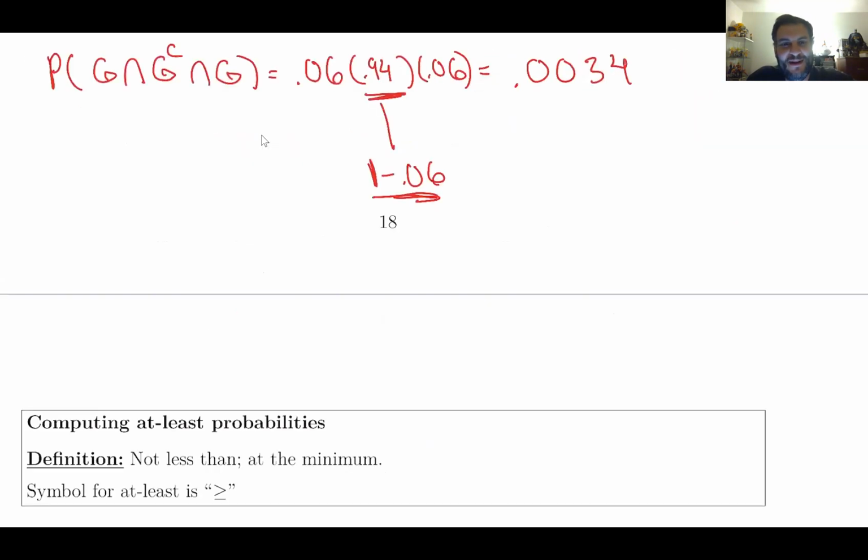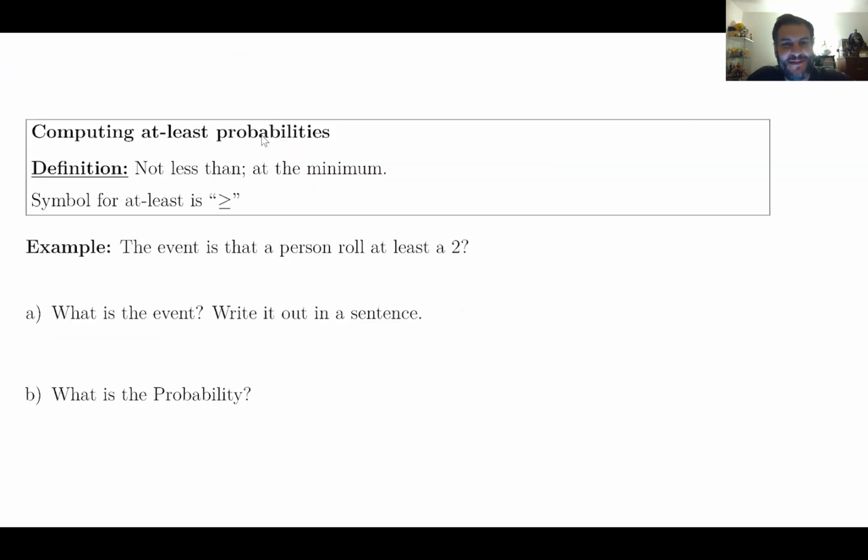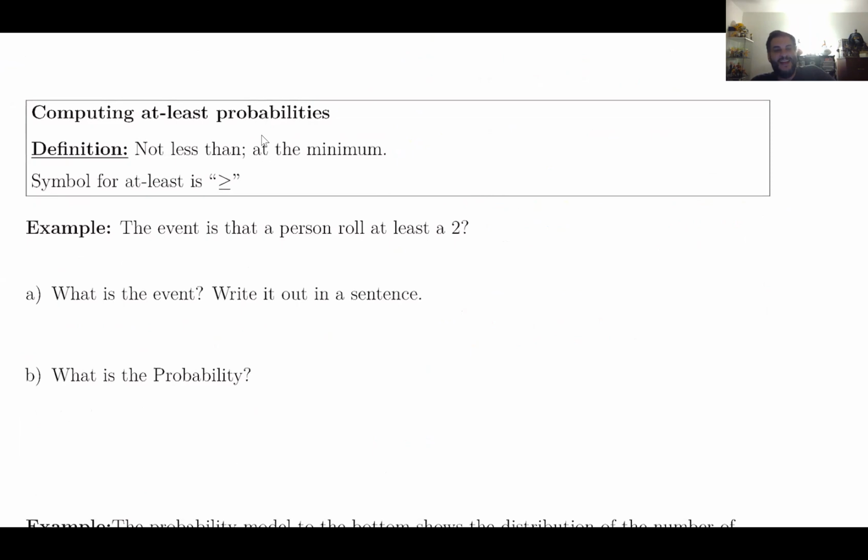All right, let's move it on up. All right. So up next, we're gonna get into something called at least. So for this one, we're not gonna change the multiplication rule. We're actually gonna keep on using the multiplication rule, but we're gonna add the word at least to it.